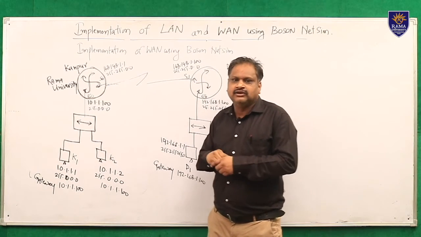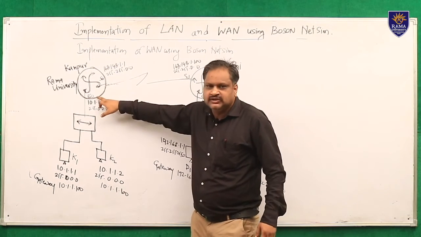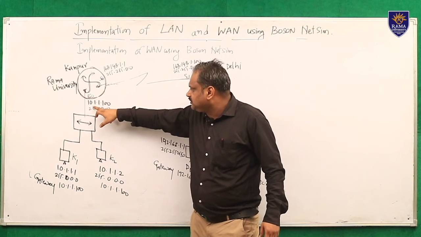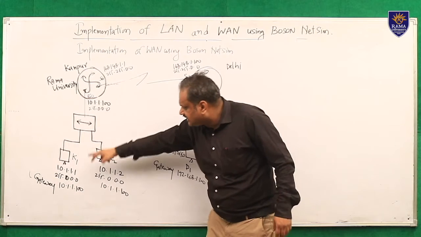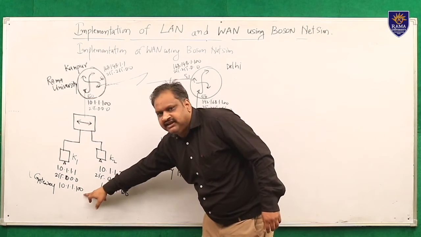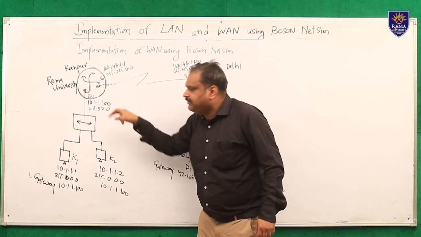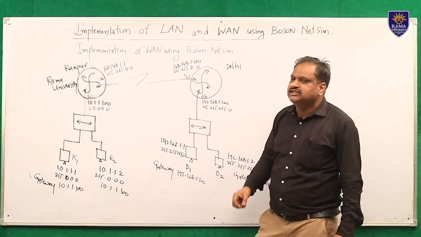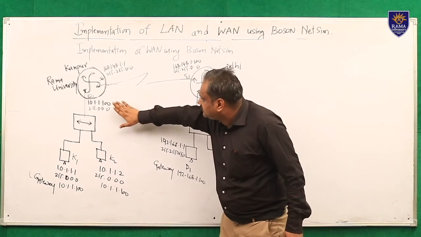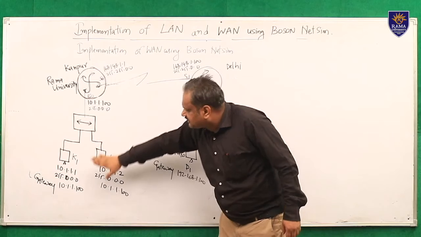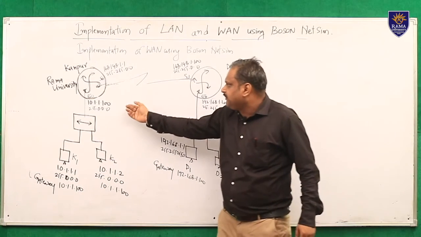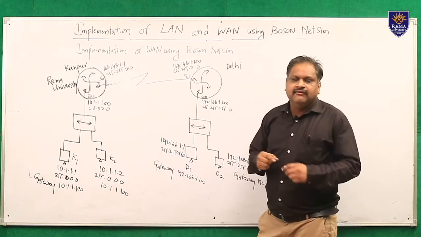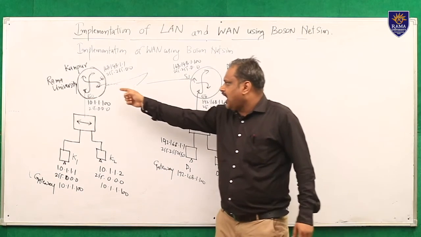We have to configure the switch and the router. In the router, we have to configure the IP of E0. We have configured the router E0 as 10.1.1.100, and that IP address works as the gateway. Whatever IP address we give to the router at E0 of the Kanpur network works as the gateway. So in K1 we have to assign that gateway.